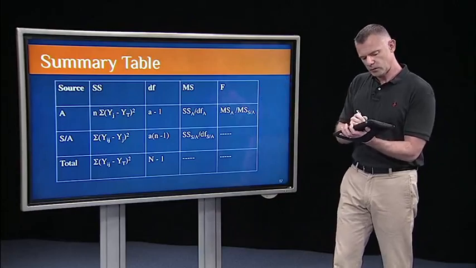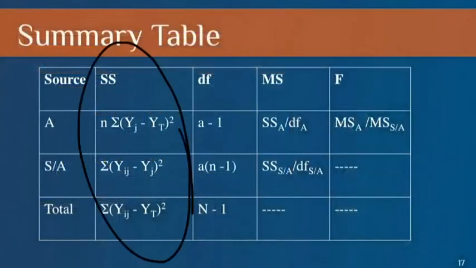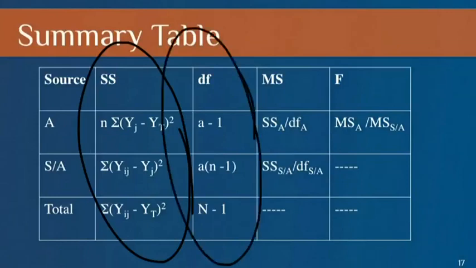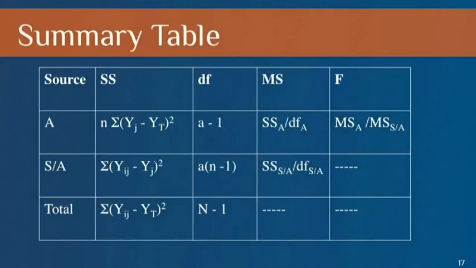Note that the sums of squares for A and S within A add up to the total, as do the degrees of freedom, but that's not the case for mean squares. So I just X'd those out. We don't need to put any values in here, and of course we're just getting one F ratio because there's just one independent variable. We want to know, is there a significant effect of training condition?